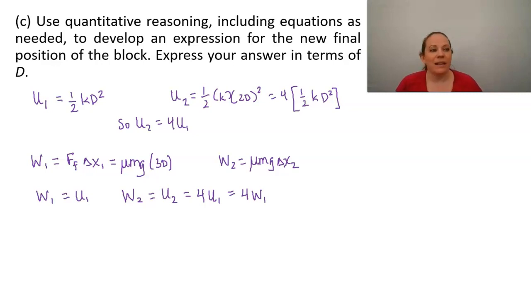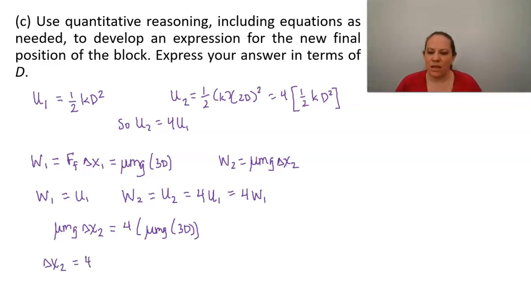So now we can go ahead and do some specific substitutions here. μmg times delta x2 in place of work 2. That'll be equal to 4 times the work from our first situation, which was μmg times 3d. So the μmg's cancel, and we get delta x2 equals 4 times 3d, which is equal to 12d.